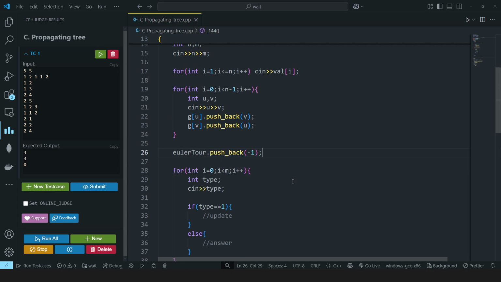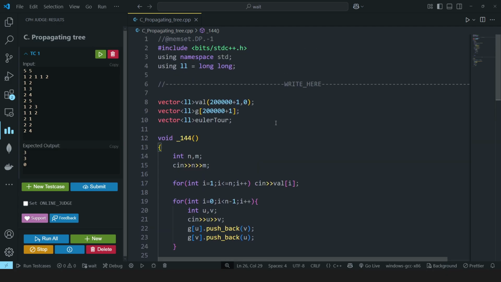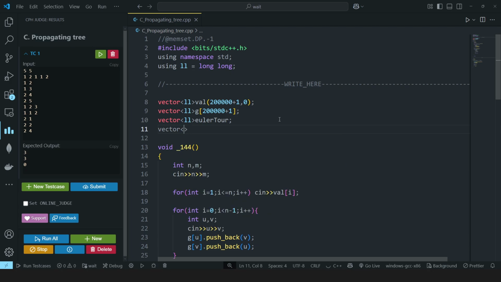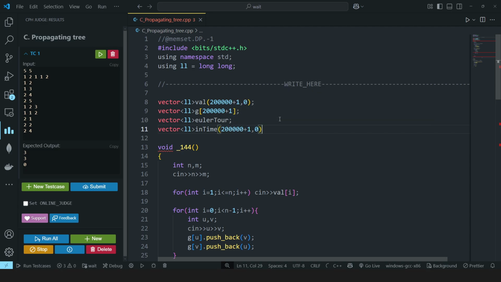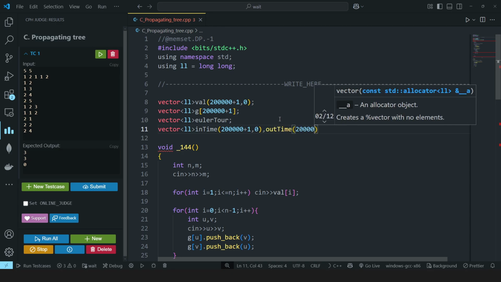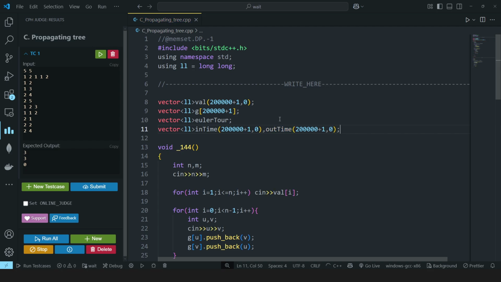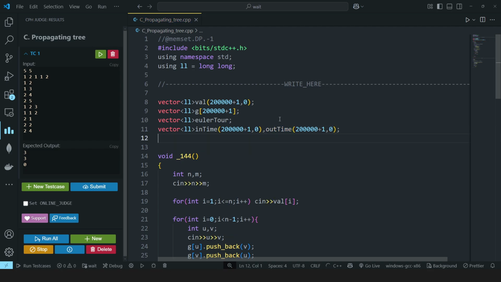And now in order to construct the Euler tour, we have to use the in time and out time arrays, right? So I will declare here the two arrays, the in time, which will be of this size, and in the same way I also have to declare the out time array, which will also be of this size only. Once I have declared these two arrays, I also have to declare the timer, which will increase by 1 every time. So this will be equal to 1 initially.